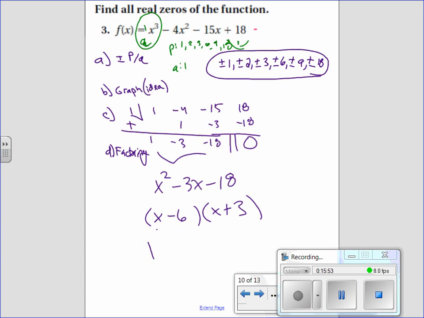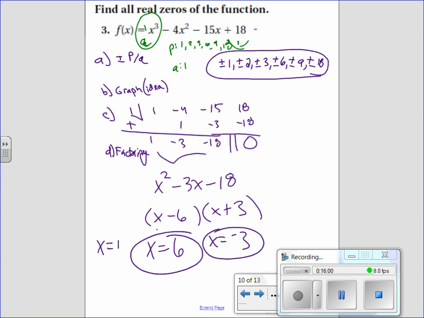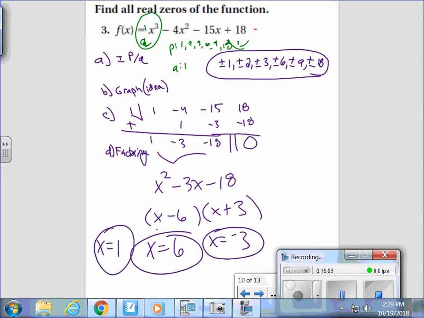Wait, no. Never mind, never mind. So then it'd be negative 6, negative.